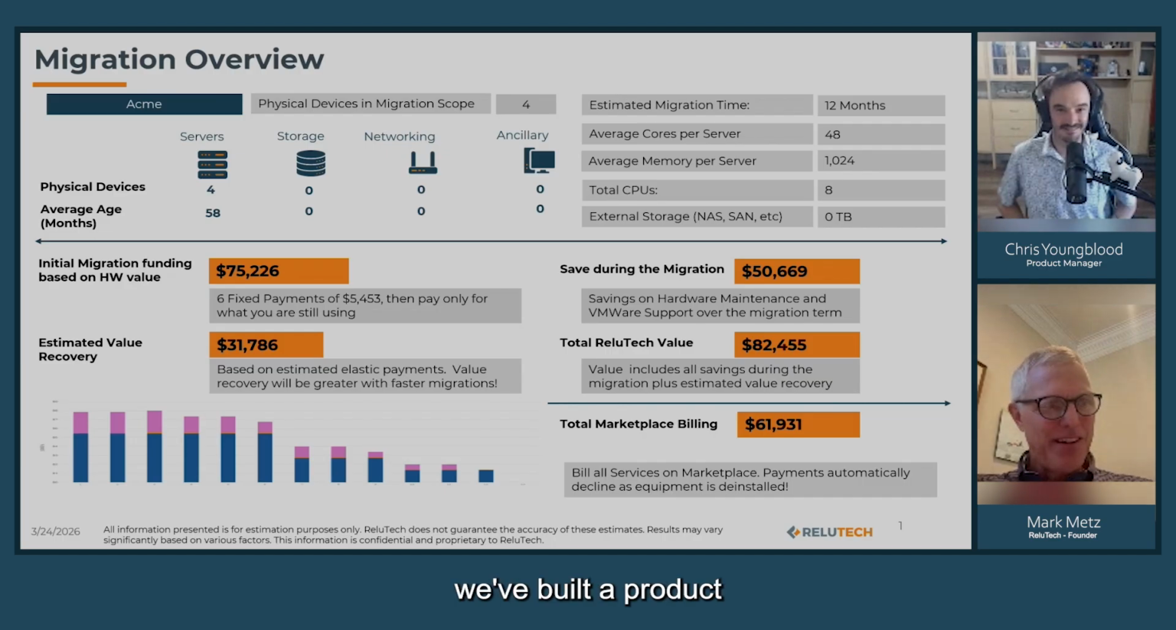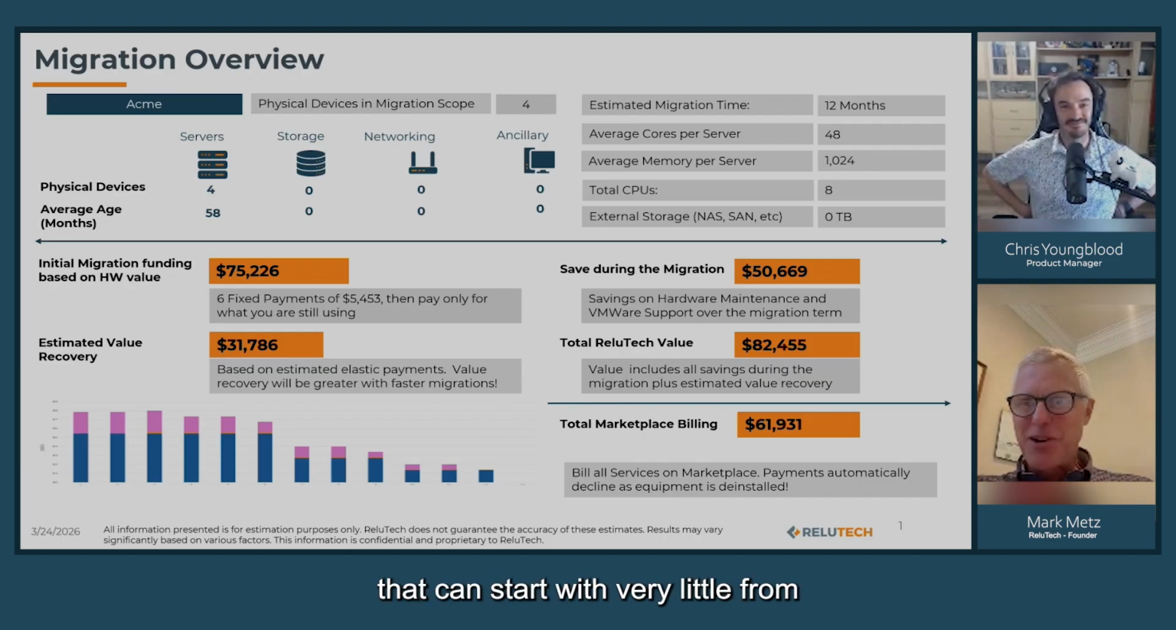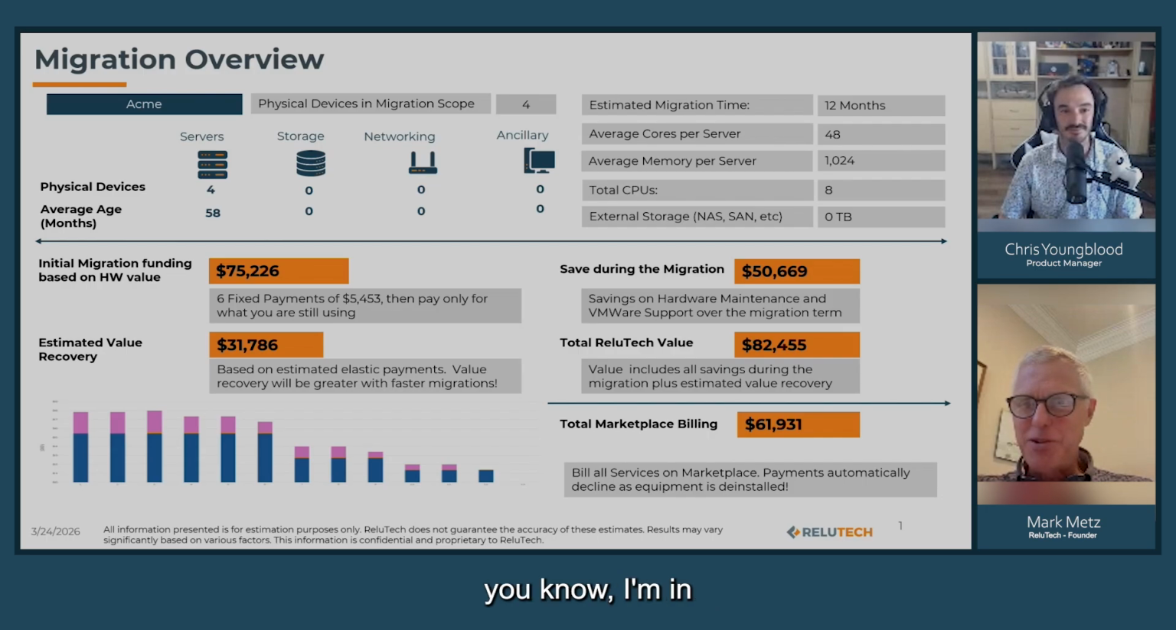So we built a product that can start with very little, from I know what industry I'm in and how many servers I might have, and then it can get very fine-tuned, to where we have tens of thousands of different assets in our database.